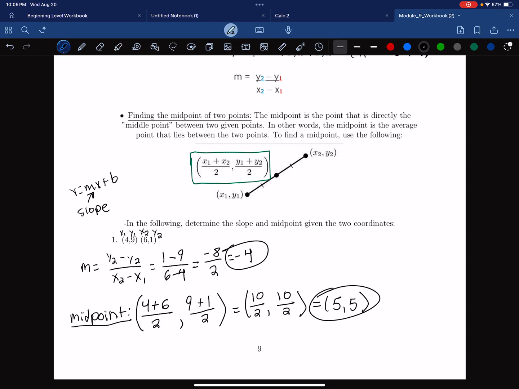So this point here, 5 comma 5, is telling us that 5 comma 5 is directly in the middle of these 2 points. So if we were to graph this linear equation with this slope, you would realize that these 2 points here are equidistant, meaning they're equally as far as this point here.